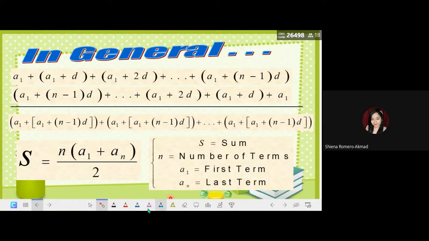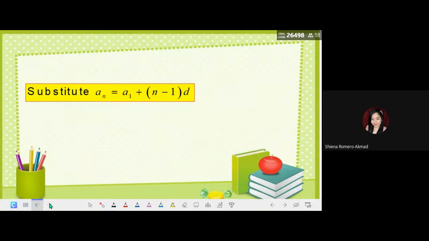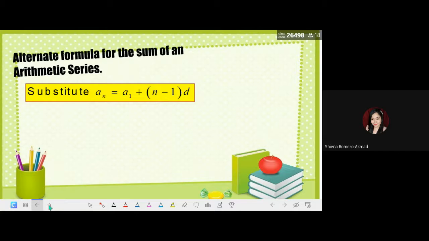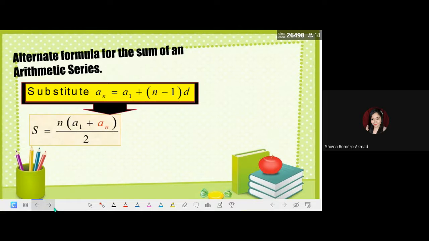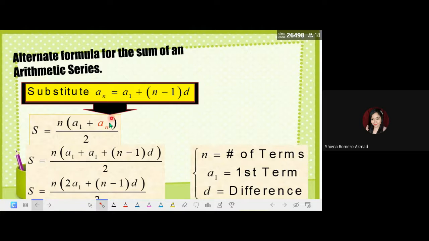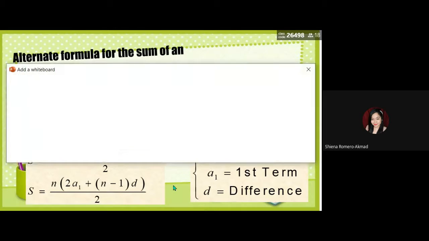Gagamitin natin to kapag may last term na binigay. Okay, tulad nito, meron siyang last term sa formula. Pero may mga pagkakataon din that last term is not given. So kapag last term is not given, ang ginawa, sinubstitute tong formula na to and so on and so forth. Pero ang ending niyan, ito yung formula na gagamitin natin. Okay? Ito yung formula which is S equals n times 2 a sub 1 plus n minus 1 d divided by 2. So as you can see, there are two formulas na pwede natin gamitin into different situations.